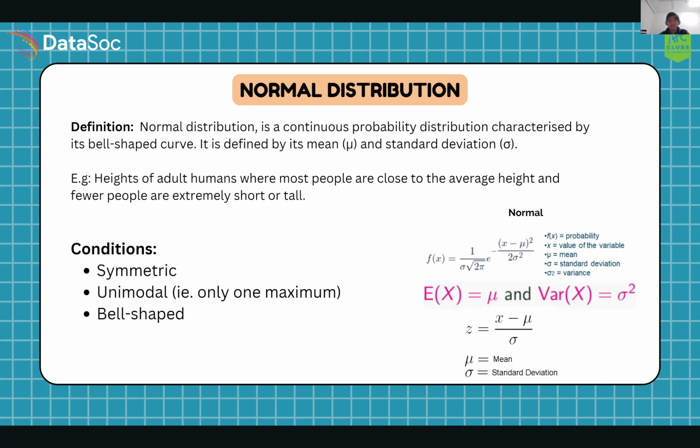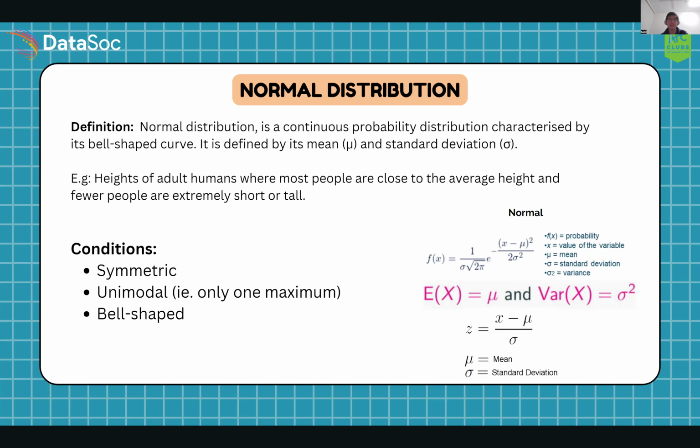Now we'll go on to our last distribution. This one will be the normal distribution. So a normal distribution is a continuous probability distribution characterized by its bell-shaped curve. It is defined by its mean mu and the standard deviation sigma. An example of a normal distribution would be the height of adult humans, where most people are close to an average height, and then there's a few very extreme tall or short people.